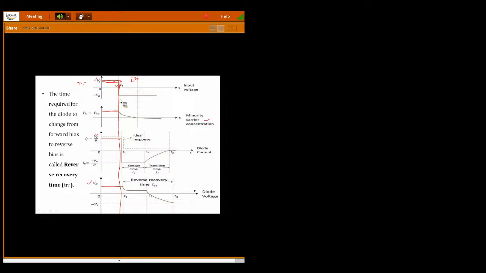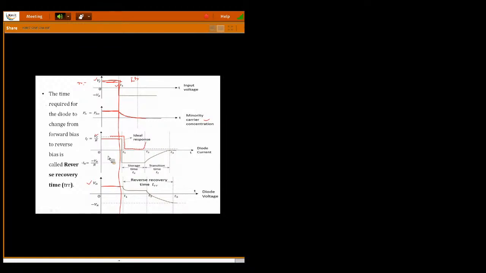Whenever it is made reverse bias, initially the minority charge concentration at the junction is more. Immediately these do not come to zero. It takes some amount of time. Slowly the minority charge carriers vanish from the other side. After some time, they become zero at the junction. Now ideally we are expecting this response. The ideal response is the dotted line: forward bias more current, reverse bias zero current, forward bias more current. This is what we are expecting.